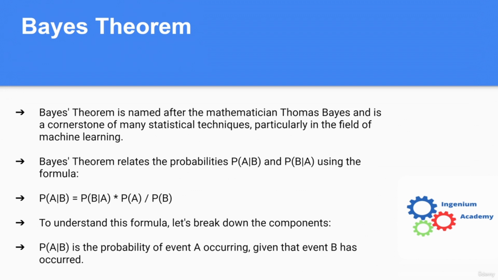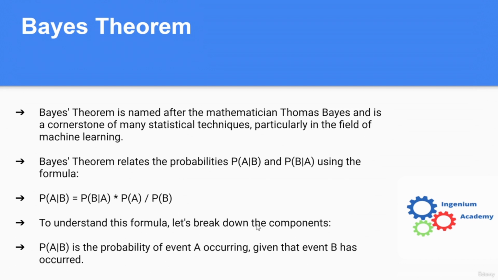But essentially, it relates these probabilities. The probability of A given B happened. It relates that probability to the probability that B happened given A happened. And it uses this formula: the probability of A given B is going to be equal to the probability that B would happen given that A happened, times the probability that A would happen in the first place, all divided by the probability that B would occur.